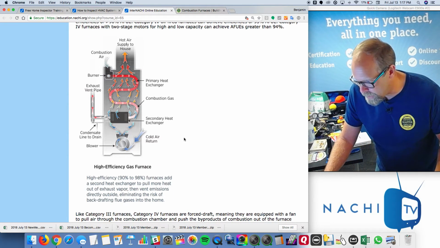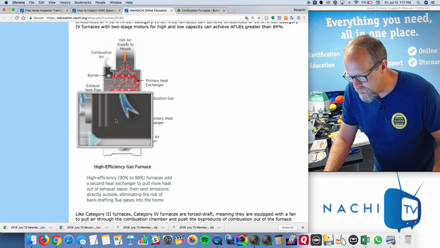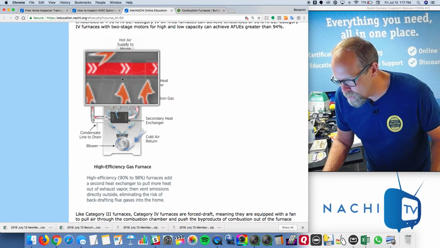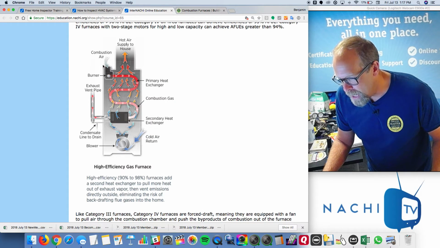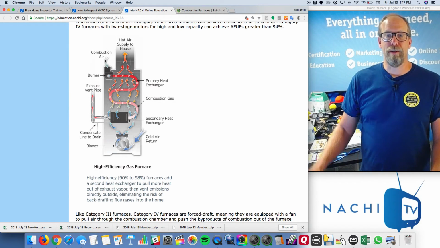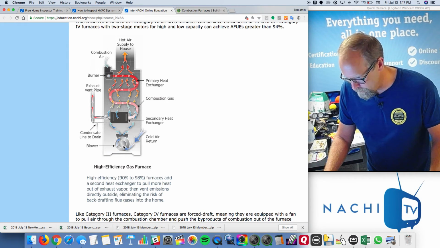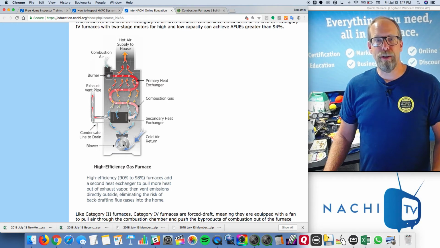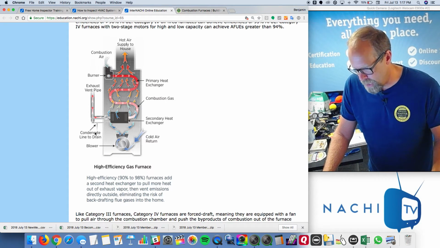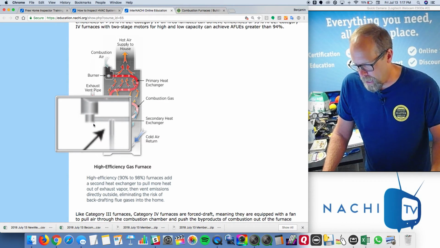And here's an illustration. Here's the exhaust vent pipe going backwards. Here's the secondary heat exchanger to collect that extra heat. Here's the combustion chamber, and up here is the burner in a sealed chamber, and the combustion air comes from outside, all of it, and it's in a sealed system. The blower fan is here below the unit and kicks on and forces the air through the hot heat exchangers and into the house. And there's condensate produced from the secondary heat exchanger and the exhaust pipe, and the condensate has to be handled.